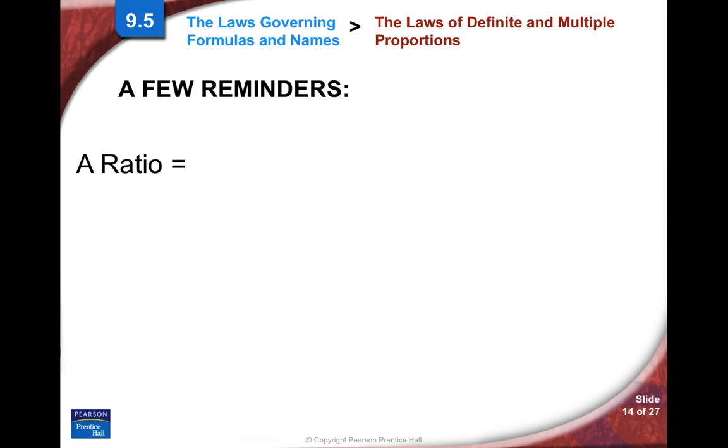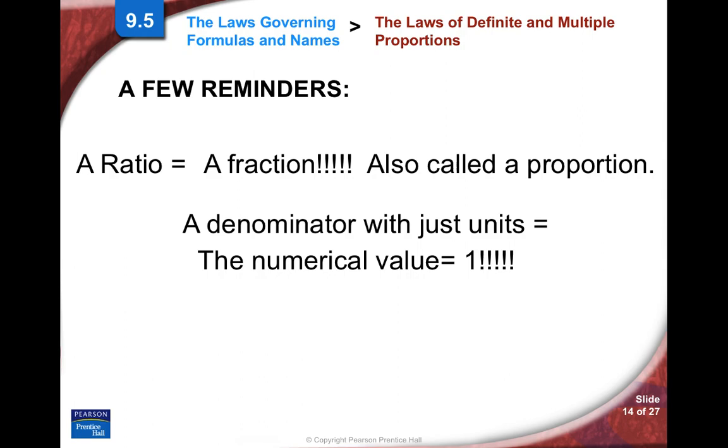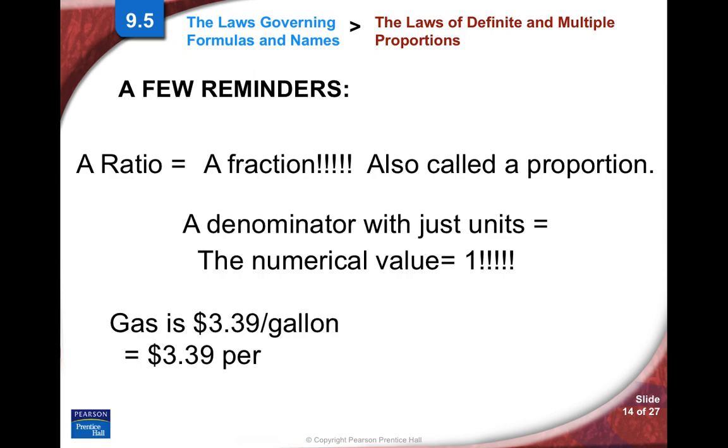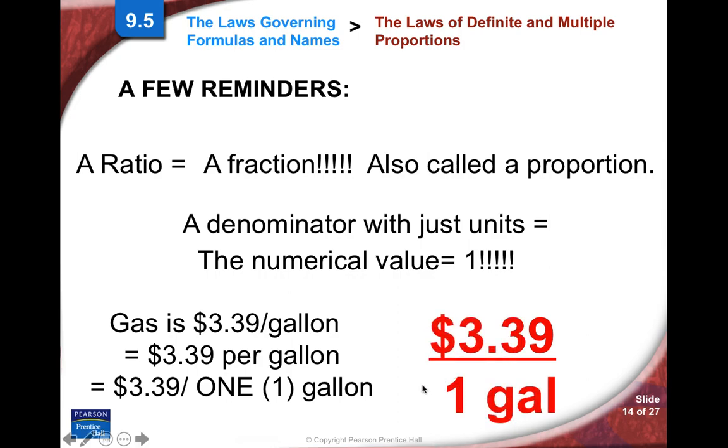A couple of things to remind you about: ratios are simply fractions. We also tag them with the word proportion. If you see a denominator with a slash, a per something, and just units after the slash mark, like dollars per pound or dollars per gallon, you're supposed to insert the numerical value of 1 in your denominator. For example, gas is $3.39 a gallon, or it was. And when you make that into a fraction, you have to remember the dollars per gallon.